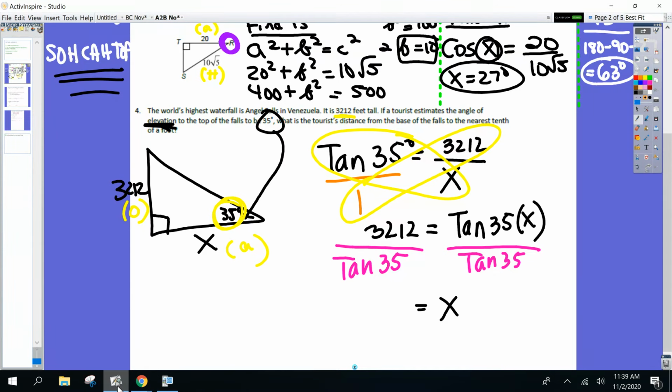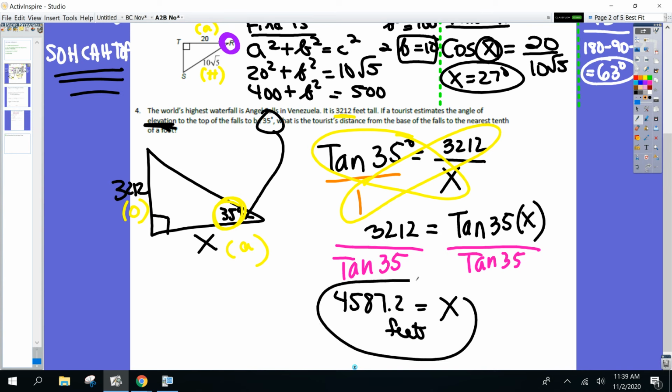All right, so 3,212 divided by tangent of 35, put it in a fraction template. You're looking at what here? 4,587.2 feet. Whew.